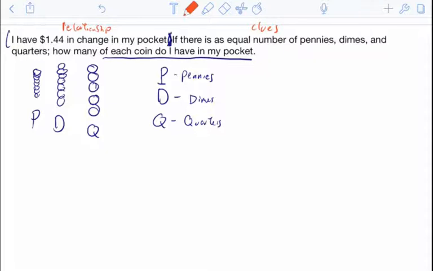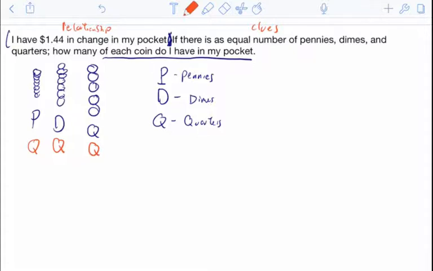So the number of pennies, dimes, and quarters is all equal. The number of dimes is the same as the number of quarters, which is the same as the number of pennies. So let's write that there are Q quarters, Q dimes, and Q pennies. Well, that's interesting. Those are the three clues. Same number of dimes as quarters, same number of pennies as quarters. All right, let's write out the relationship.